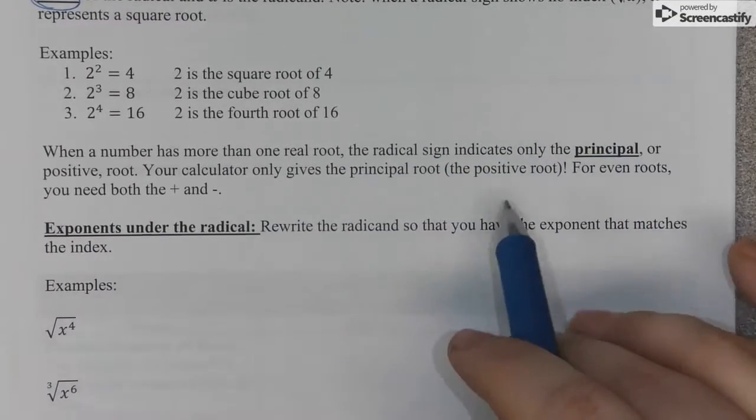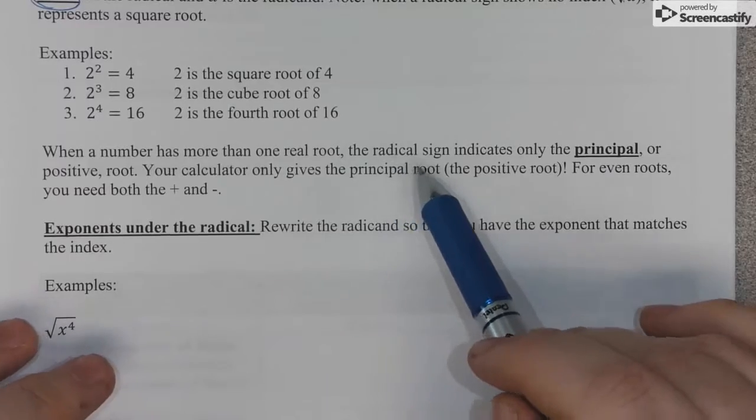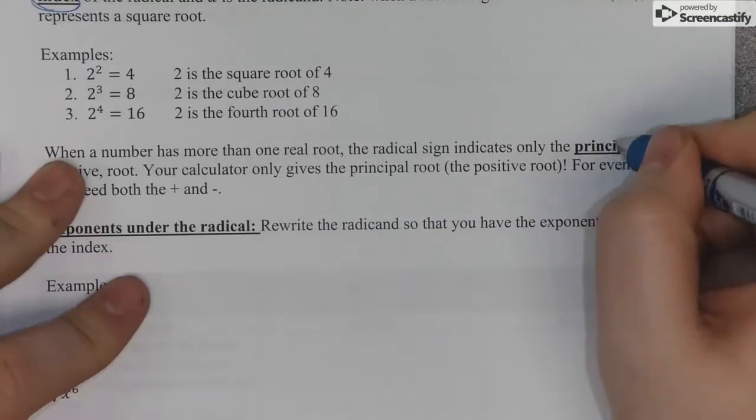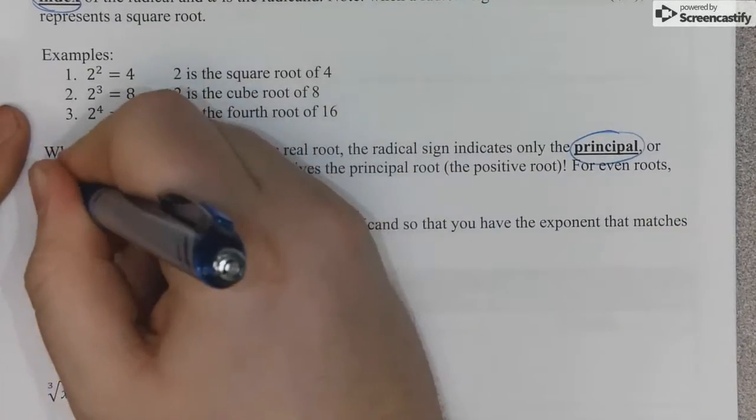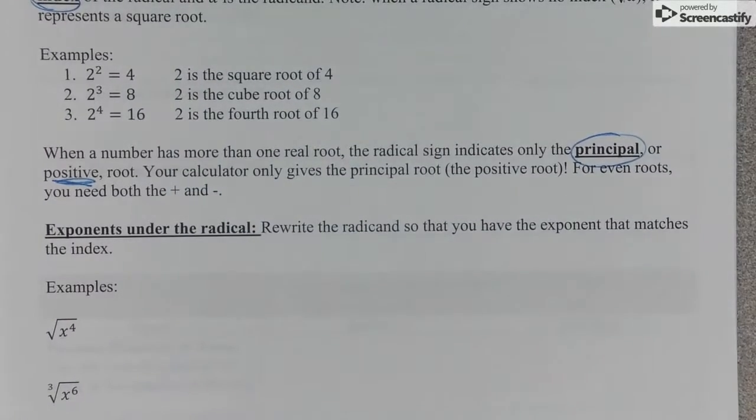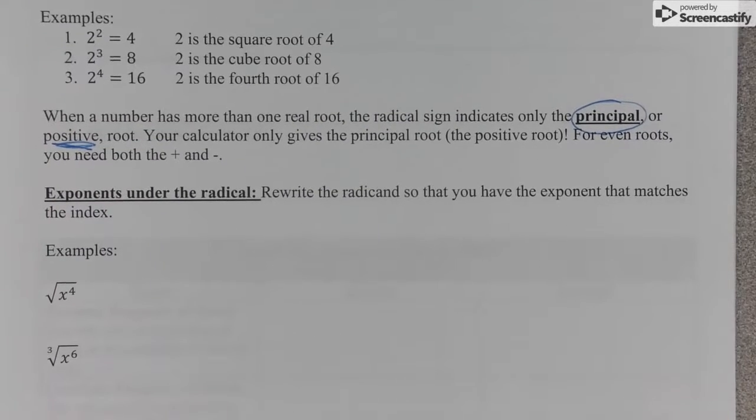When a number has more than one real root, the radical sign indicates only the principal root, or the positive root. So the radical sign is always going to indicate a positive root. I'll show you in just a moment that there are cases where you can have more than just the principal root. And we'll see that in just a minute.